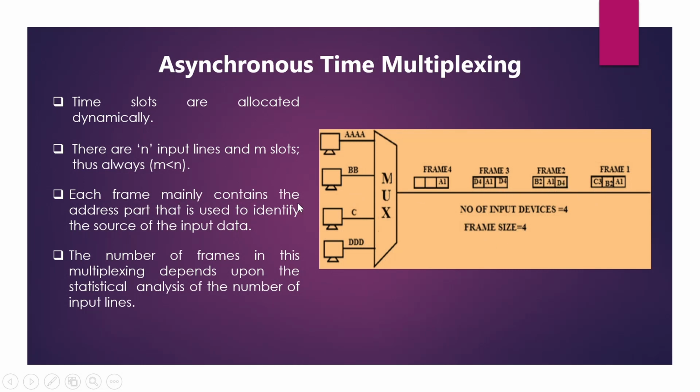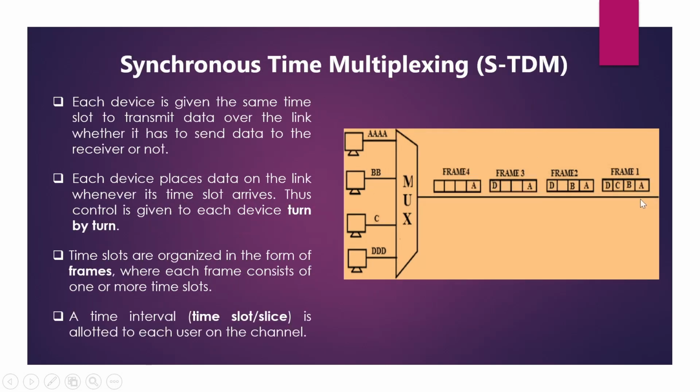Each frame mainly contains the address part that is used to identify the source of the input data. Now a point to remember here is that in case of synchronous time division multiplexing, as you can see here, this slot was allocated to A here, A here, A here. Then this slot was allocated to B, B, B, and B. Whether or not they have to send or put the data on the line, that is a secondary question. But the important thing is a frame is allocated to each line. So same for C, C, C, and C, and D, D, D, and D.